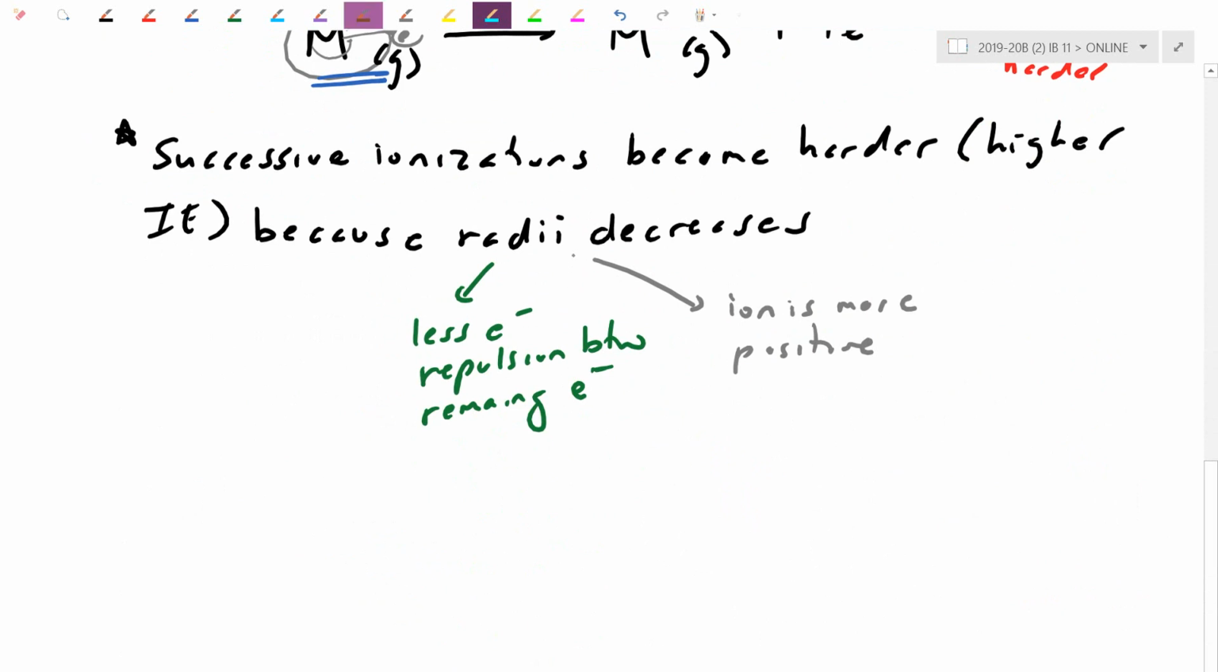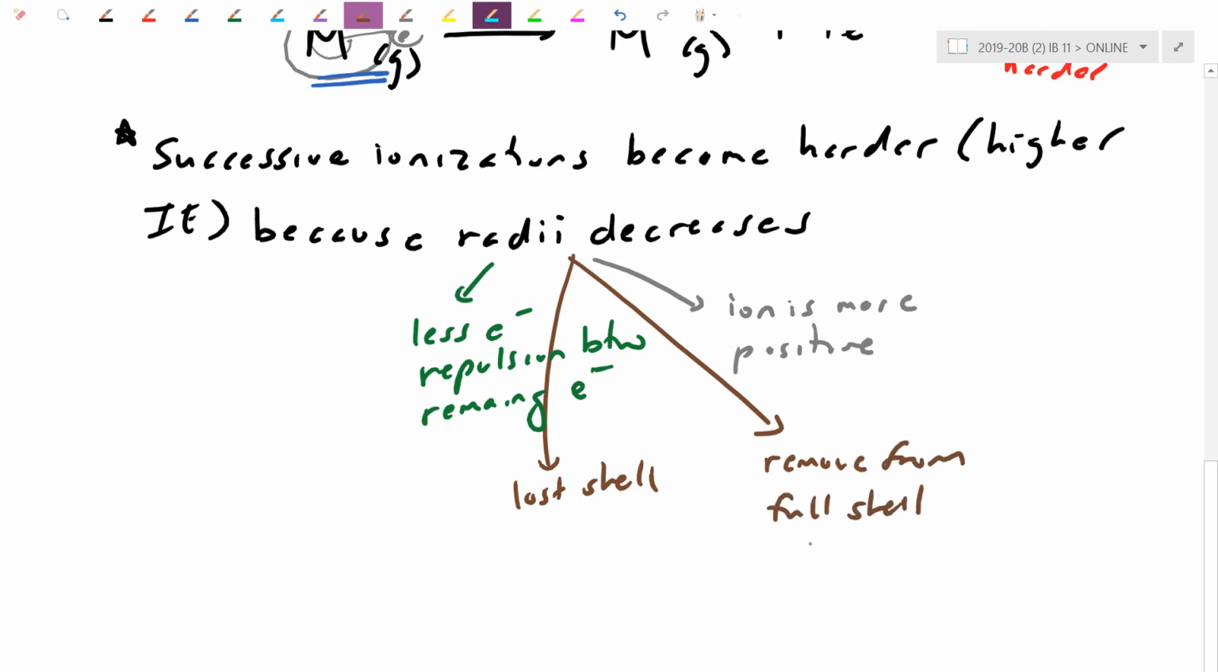Why might the radius decrease here? We may have also lost a shell, depending on how many valence electrons I had, and typically there's another case here. Because we're doing ground state, every time I revert down to a lower shell, I end up trying to remove electrons off the full shell. We know noble gases are stable because of that full shell. They're going to resist it as much as they can. So the radius decreases because I've lost a shell, and we're trying to remove from, I'm just going to call it full shell stability, like a noble gas. So for all those reasons, we would expect these numbers to increase.